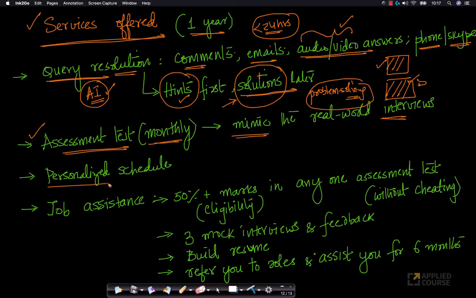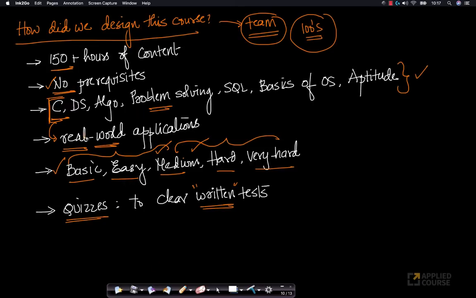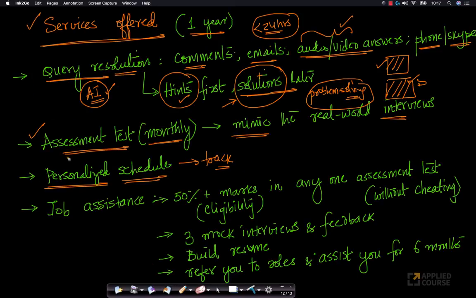Similarly, for students, we'll give you a personalized schedule to keep yourself on track, okay? Because the course itself is 150 hours of course. So we will give you a personalized schedule on what topics you need to cover on a daily basis to be able to complete the course and to make the most out of this course itself.